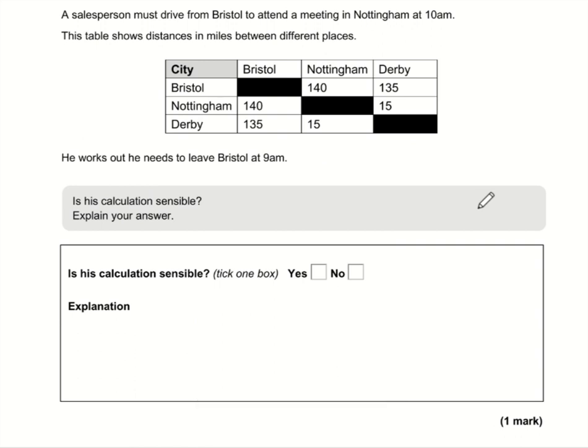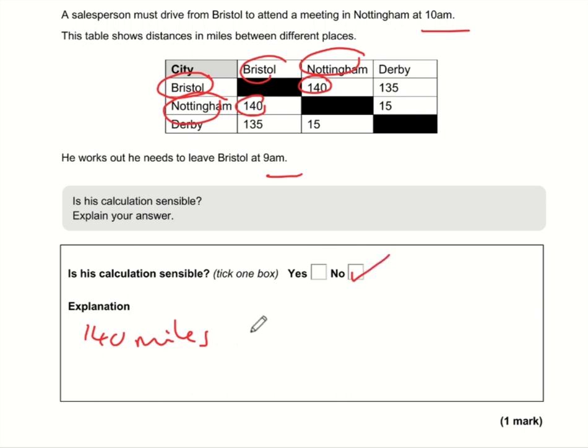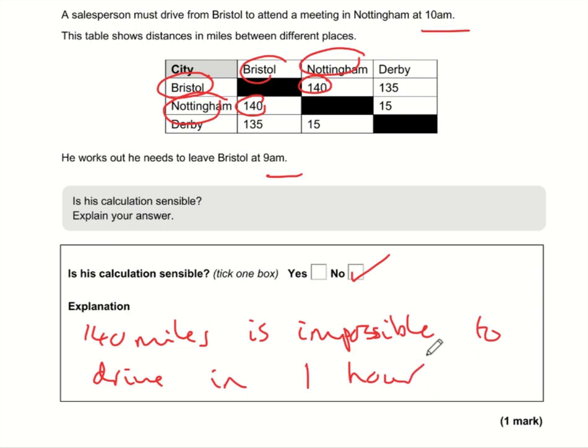A salesperson must drive from Bristol to attend a meeting in Nottingham. So Bristol, Nottingham, we can see is 140, or we can go Nottingham, Bristol, 140. So it's 140 miles, and the meeting is at 10, and he works out he needs to leave Bristol at 9. Is this calculation sensible? The answer is no. 140 miles is, well, it's not impossible, but very difficult and dangerous to drive in 1 hour. You'd have to drive at an average speed of 140 miles an hour in 1 hour. There we go. That should be fine.